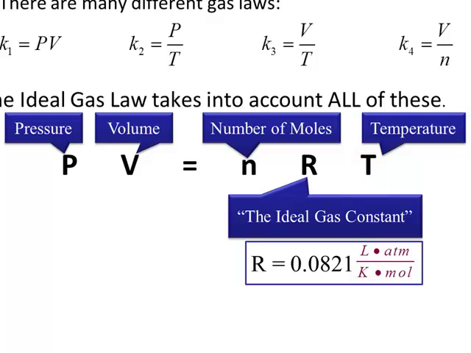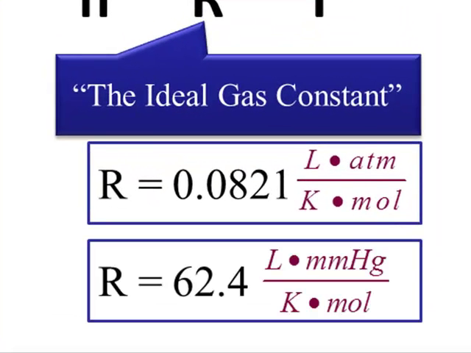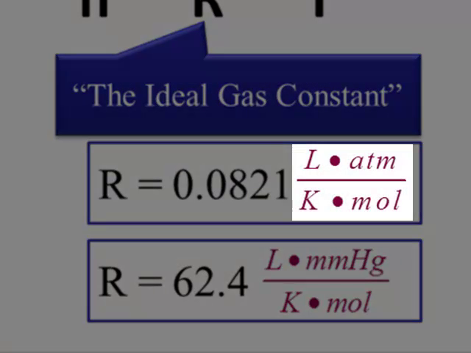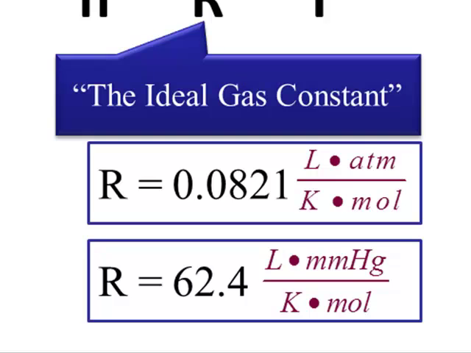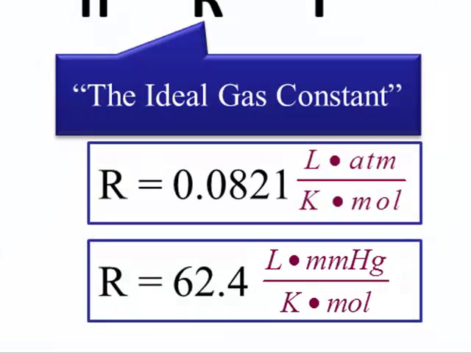There are other values for the ideal gas constant that have different units. For instance, sometimes you'll see R equal to 62.4. In this case, the units are liters times millimeters of mercury over Kelvin times mole. Notice the difference in the units between these two R values. The R value on top uses the pressure in atmospheres, while the R value on the bottom uses pressure in millimeters of mercury. You'll see how to use this in a minute.